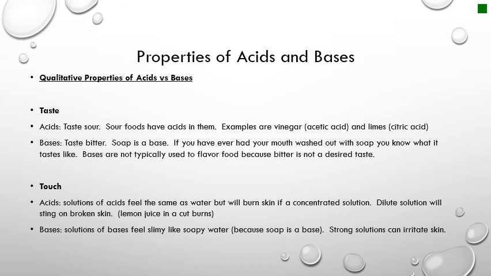The first thing we're going to look at are the properties of acids and bases. So this is going to be, for the most part, a qualitative description. In terms of tastes, acids are going to be sour. A lot of foods have a sour taste to them. Most of your citrus fruits will have a sour taste. Vinegar would be another example. Ascorbic acid, which is vitamin C found in orange juice, again is an acidic substance as well.